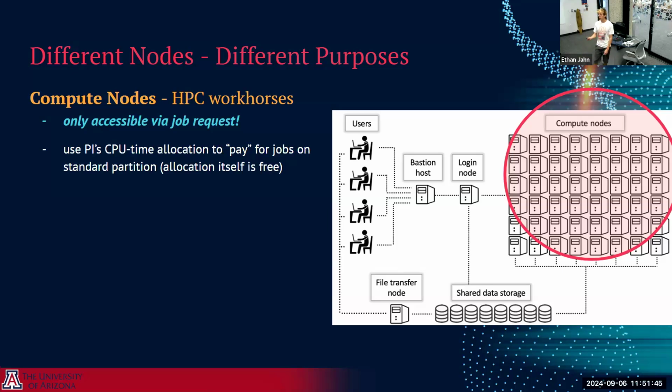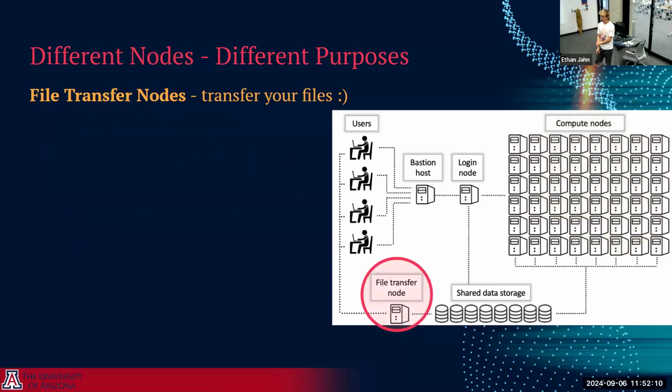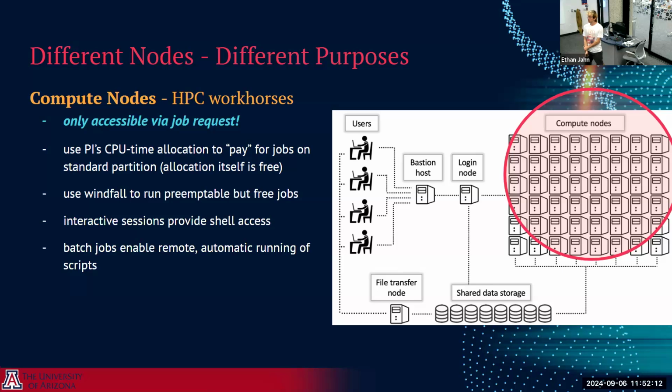The PI will use their CPU time allocation in order to pay. Pay is in quotation marks because it doesn't require real money. It's just this CPU time allocation on the standard partition. There's another type of partition called windfall. We'll get more into these details when we talk about running jobs, interactive sessions, and batch jobs. We've mentioned these things, and that's what the compute nodes do. So you submit a resource request and get your job running on the compute nodes.